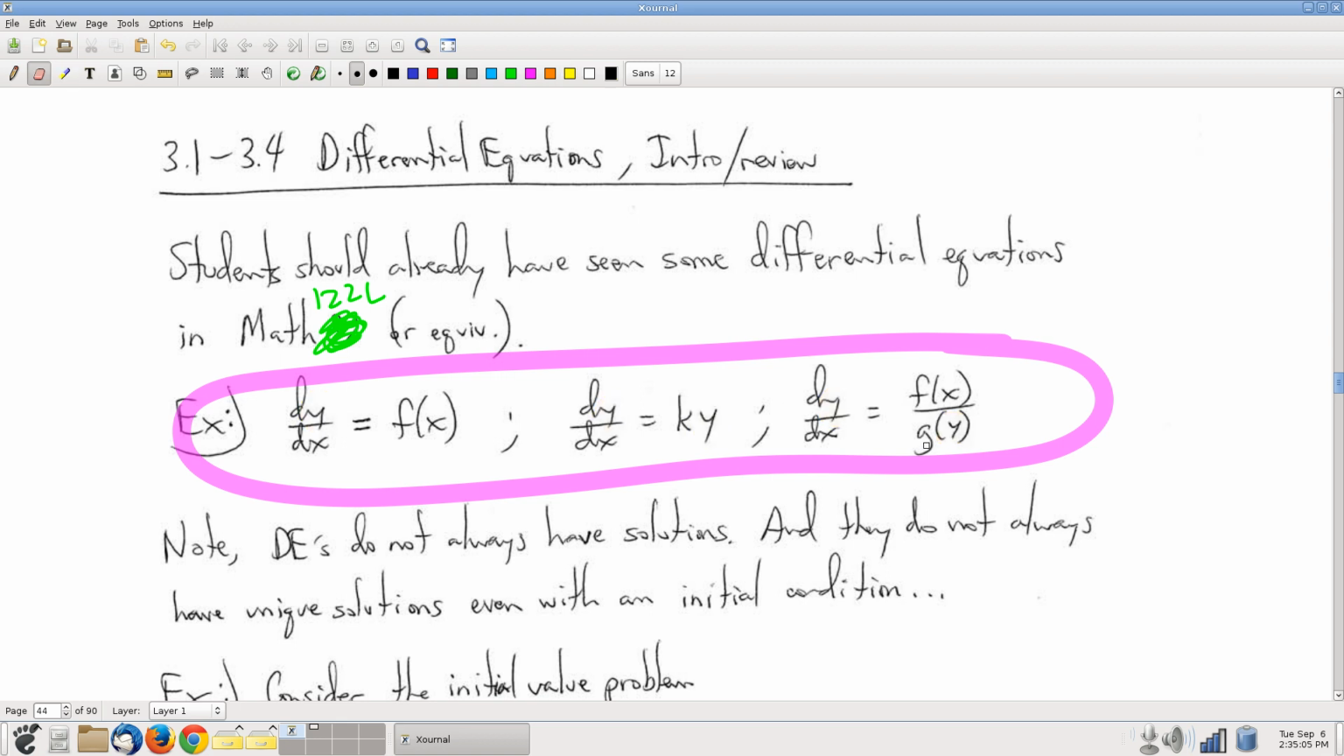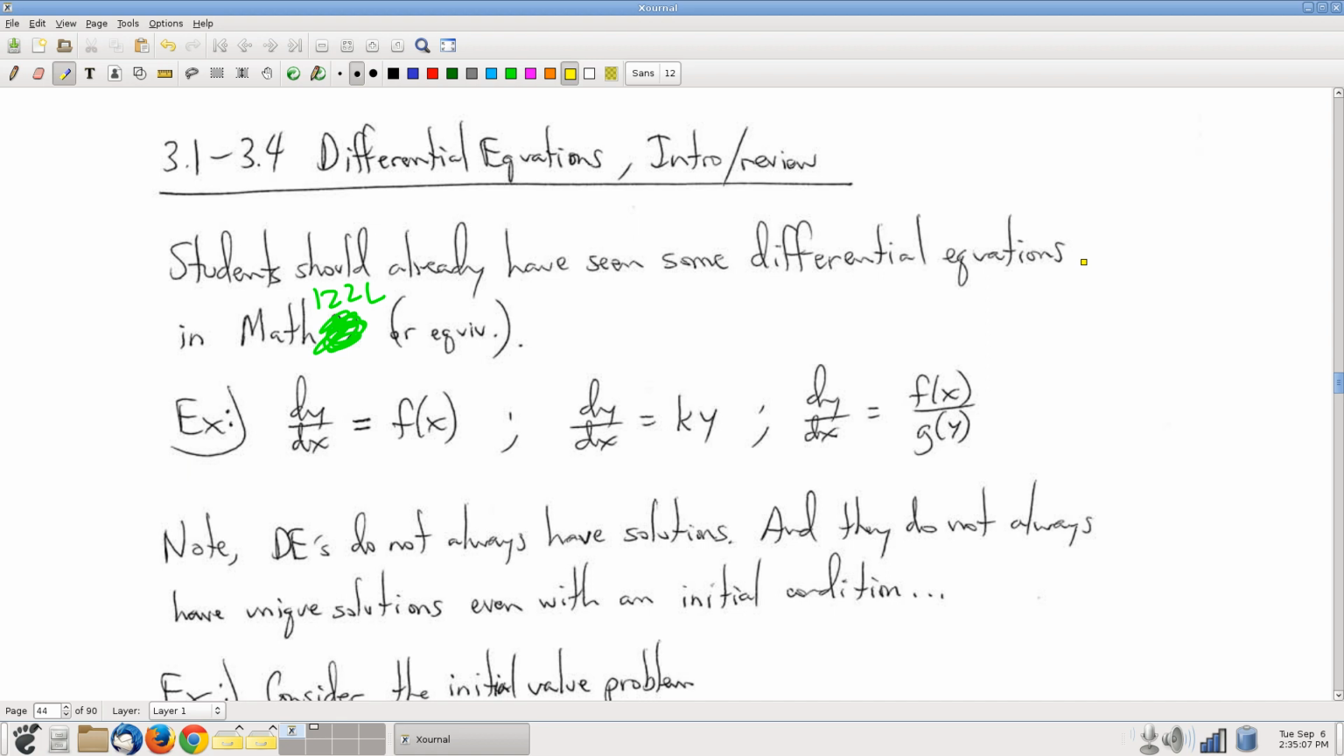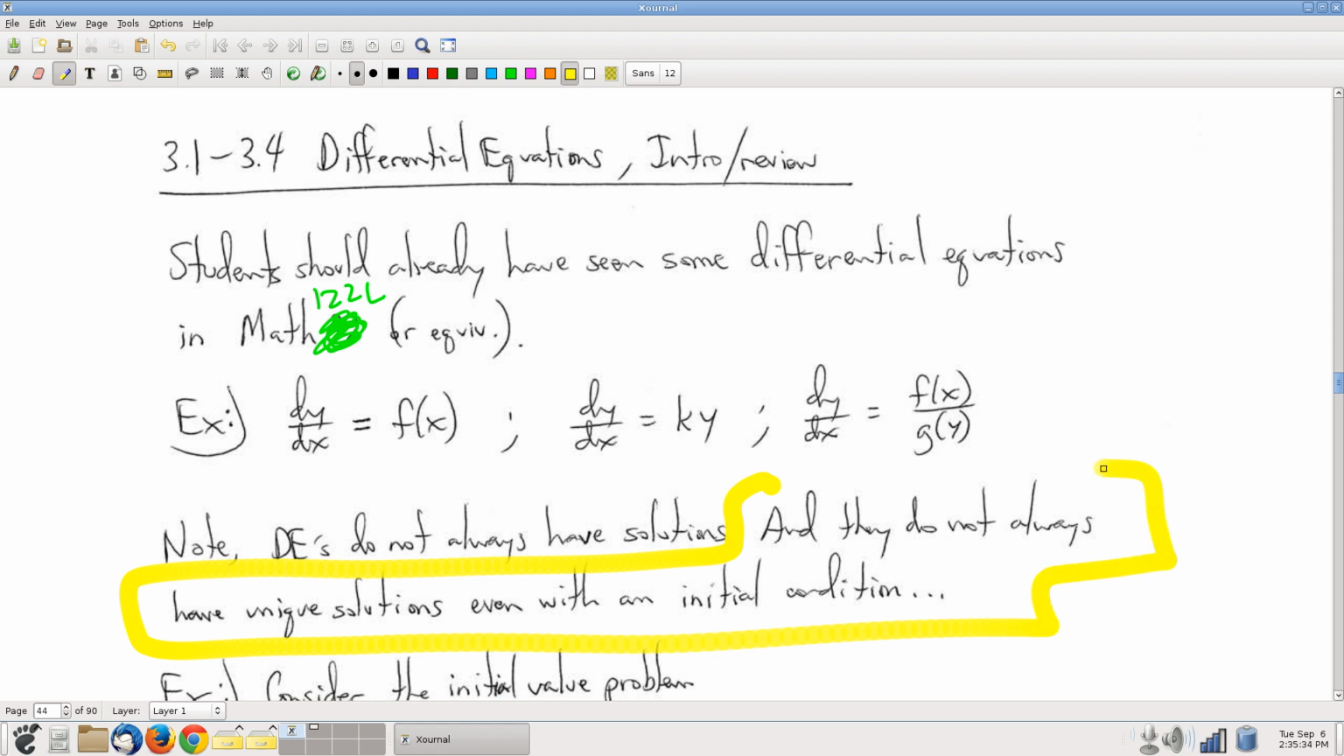So in particular, solving a differential equation is the search for a function that satisfies the equation for all values of x. So there's something we have to worry about when we say we're solving differential equations. For one thing, differential equations do not always have solutions. This is a problem. Certain conditions being satisfied, we can draw that conclusion, but in general, we can't. Furthermore, differential equations do not always have unique solutions.